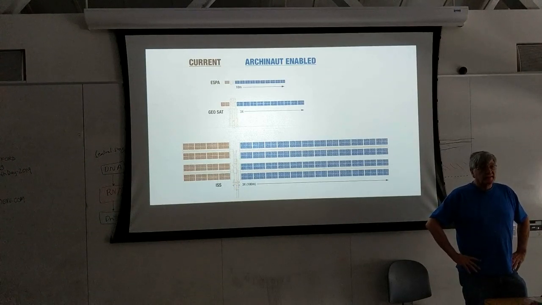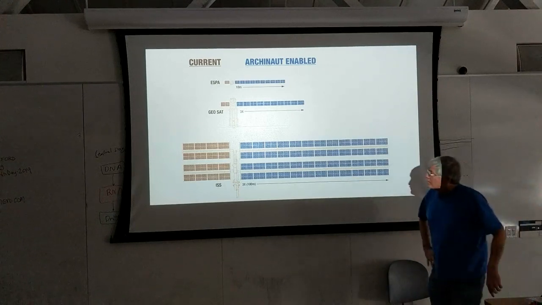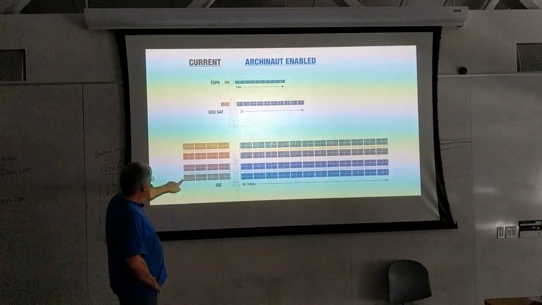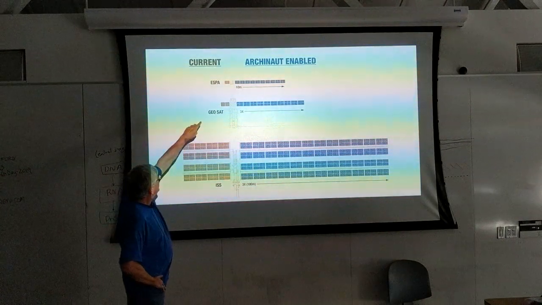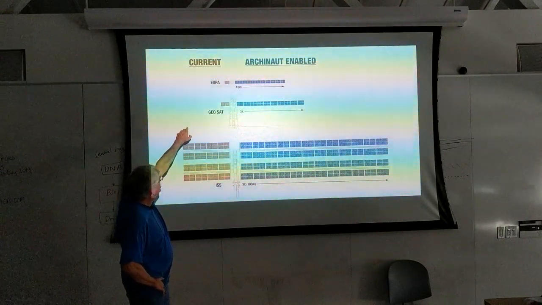So this chart here, this is the ISS solar panel size, and that's a typical European space solar panel size. This is a geosat. The blue is what we can do.